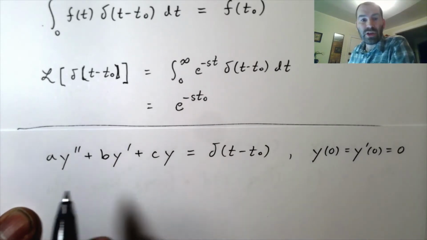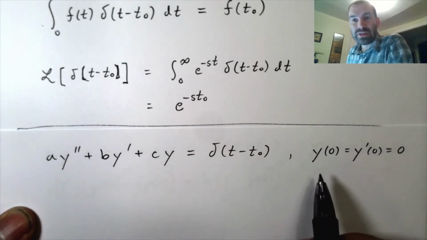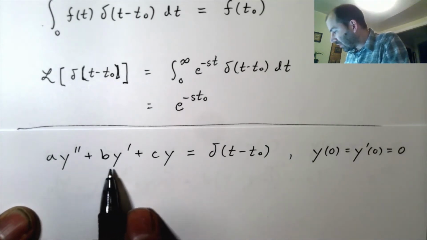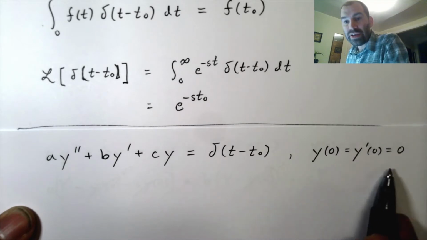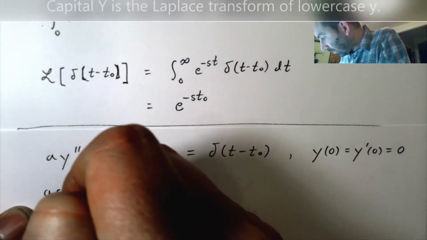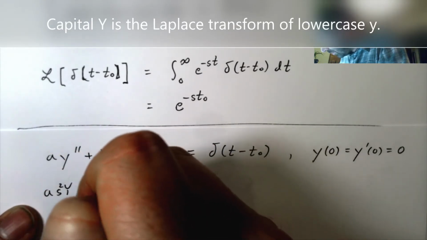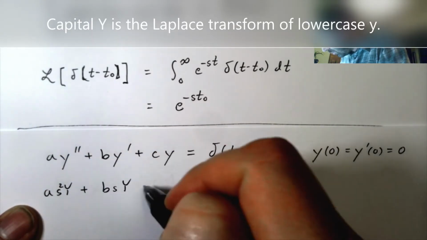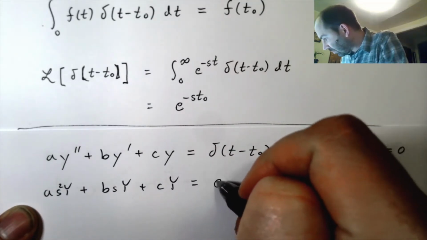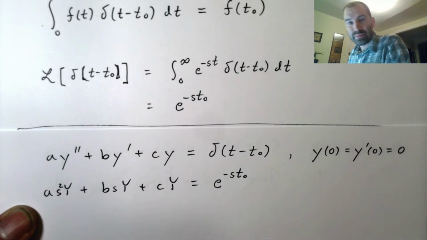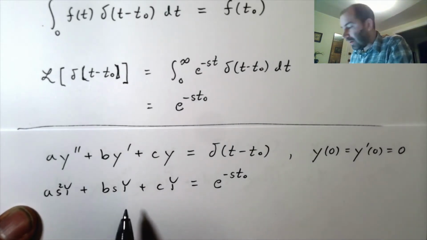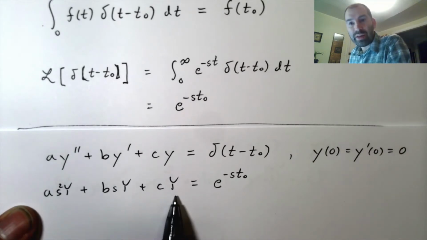Okay? So to solve this, I'm going to take Laplace transforms. Well, if I take the Laplace transform of the left-hand side, when these are 0, it works out very nicely. I get the following thing. The right-hand side, we just computed that, becomes this. Solving for y, I'll factor out the y, divide by this stuff.